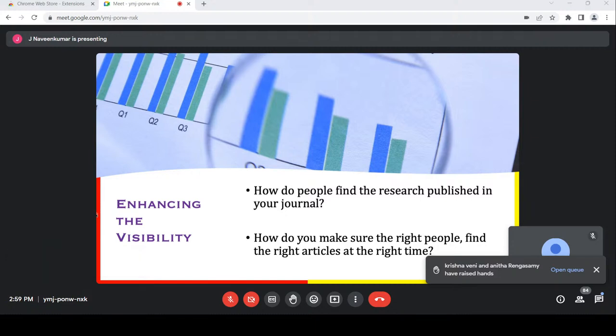It means that if you have published a paper, how is that paper going to get accessed by all the others who are working in the same domain or the same field, right? Similarly, how do you make sure that the right people find the right articles at the right time? Because until and unless you give the right articles to the right people, they are not going to use those articles, cite them, or refer to them in their own manuscripts. So again, there would be very little visibility. To answer these two questions, we have one technique called search engine optimization, right?